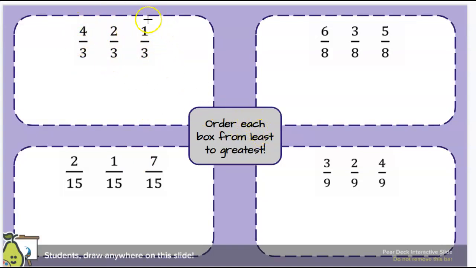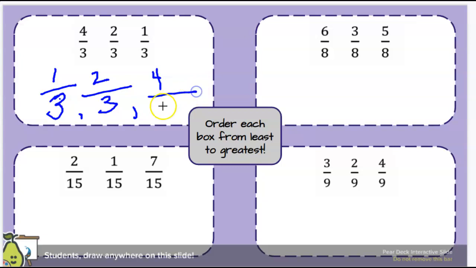From least to greatest, it would be 1/3, 2/3, and then 4/3. If you notice, 4/3 means it's greater than 1 whole because I have more slices on top than on the bottom. Then for this one here, I would look at the top because the bottoms are the same. From least to greatest, it would be 3/8, 5/8, and then 6/8.